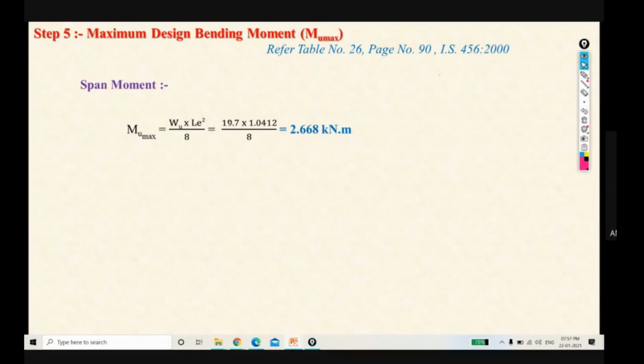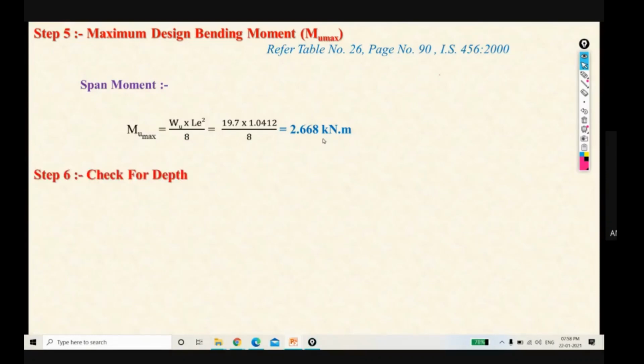Factored load is 19.7 and effective span is 1.041, so 1.041 square should be there, divided by 8. So this bending moment is 2.668 kilonewton meter. Now here we have calculated the bending moment. Before calculating the reinforcement and all other things, first we will focus on whether whatever depth we have provided is sufficient or not for the bending moment. That we have to decide first and then proceed to the next design.